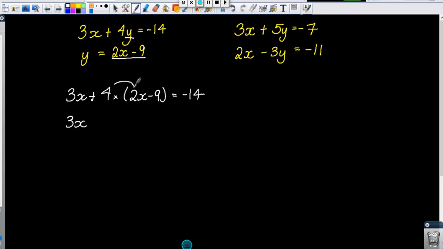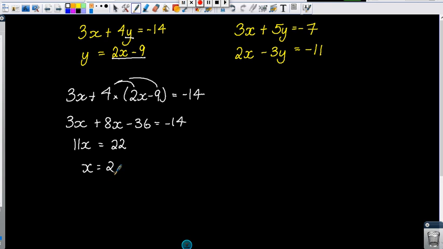So expand, we get 8x. Take 36 equals minus 14. What does that become? 11x equals 22. Oh, very nice. It's one that I prepared earlier. And so x equals 2.